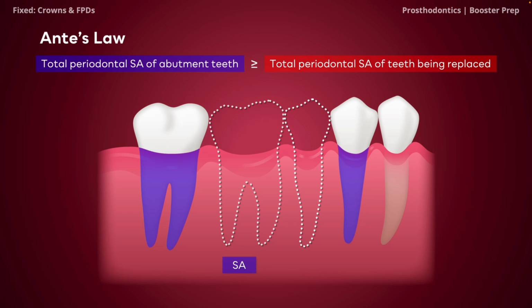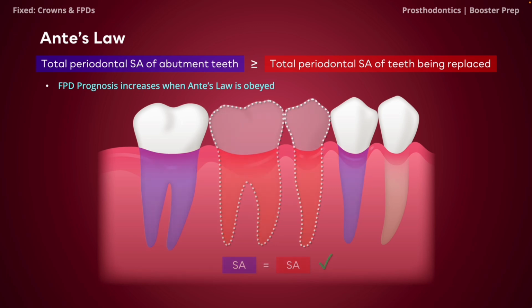The root form of the abutment teeth must be at minimum the same size as the root form of the missing teeth. So in this case, the surface area of the abutment teeth shown in purple is pretty much equal to the surface area of the missing teeth, and therefore, Ante's law would tell us that this 4-unit FPD is a structurally valid treatment option. So you can probably imagine why having multi-rooted teeth as abutments is preferred over single-rooted teeth. The prognosis of an FPD is greatly increased when the surface area of the abutment teeth exceeds the surface area of the teeth being replaced.